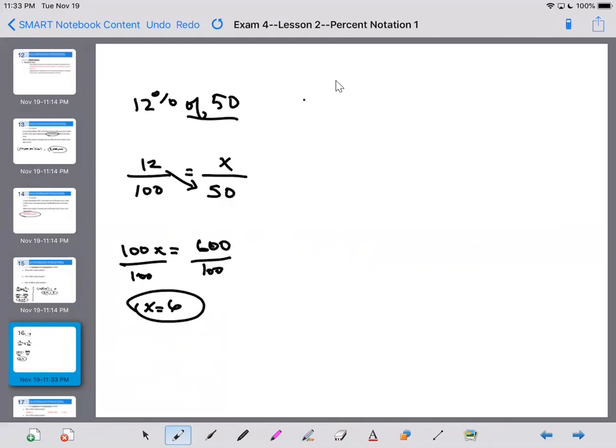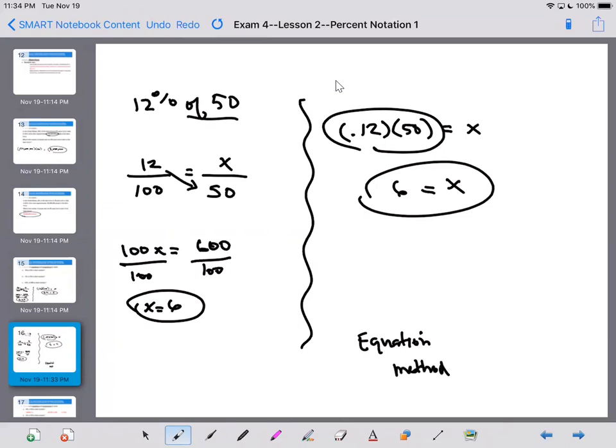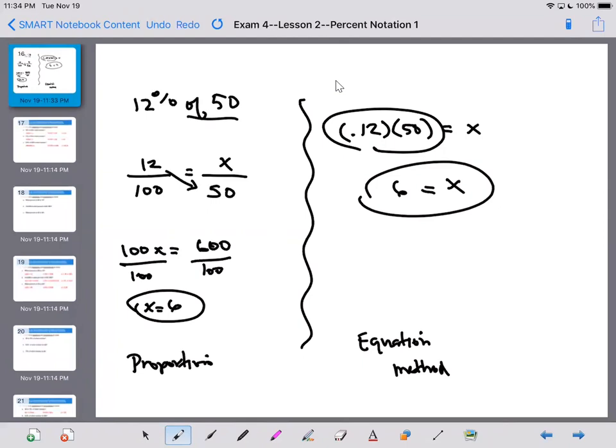Now if you want to use an equation, we could say 12% of 50 is equal to something. This 12% of 50 would give you 6 when you multiply that out: 12 hundredths multiplied by 50 and you get 6. I don't care which method. This is what we call our equation method, and this would be our proportion method. Either way produces the answer. It's just whatever makes sense to you and which one you want to use.